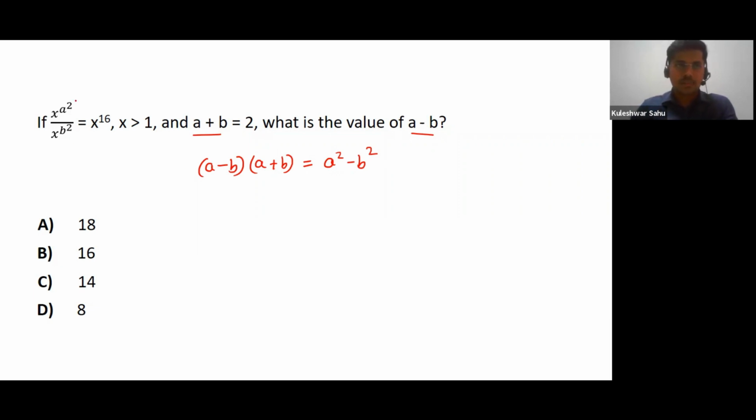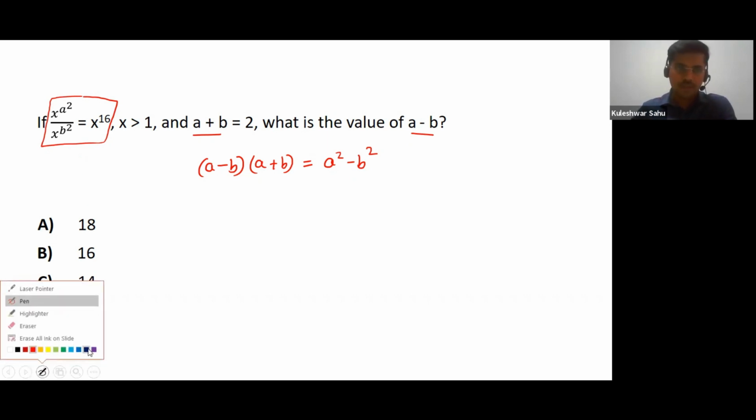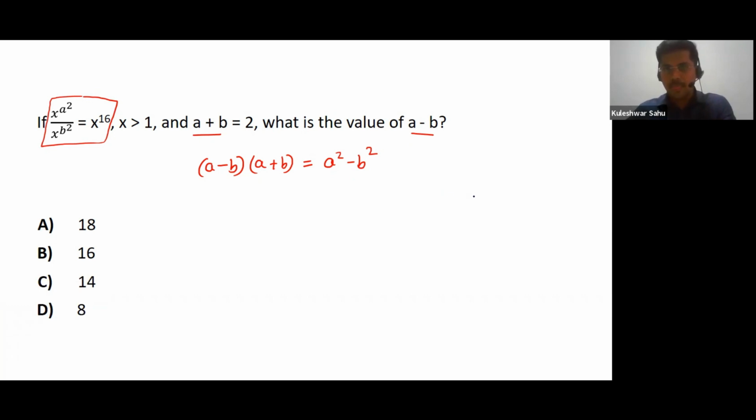Now, let's talk about the given equation. They have given that x to the power a square divided by x to the power b square is equal to x to the power 16. Now, we know a property of exponents. What is it? a to the power m divided by a to the power n is equal to a to the power m minus n. Similarly, here also, since the variable x is the same, the powers will get subtracted.